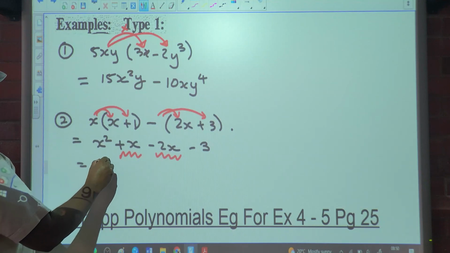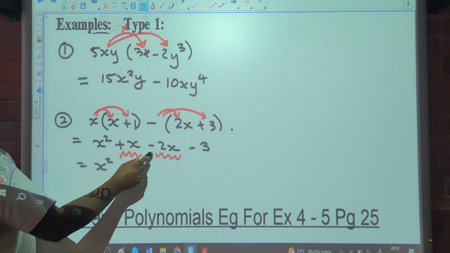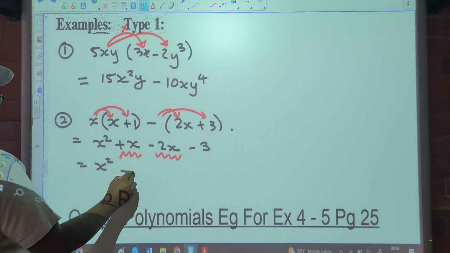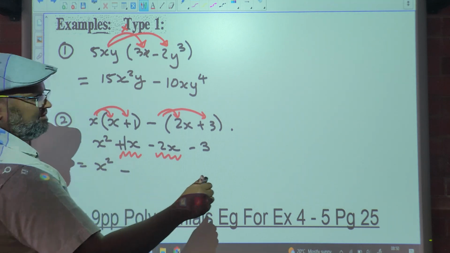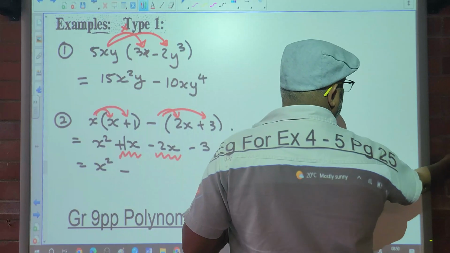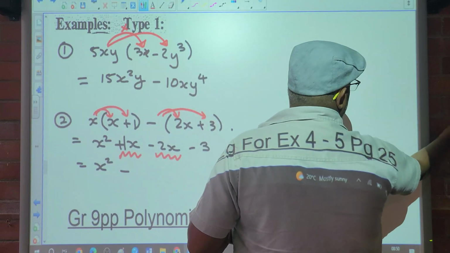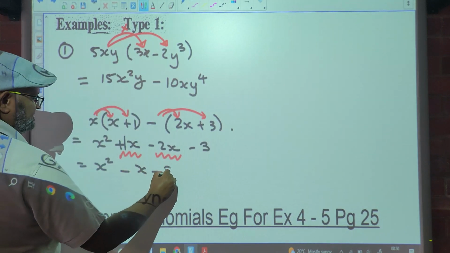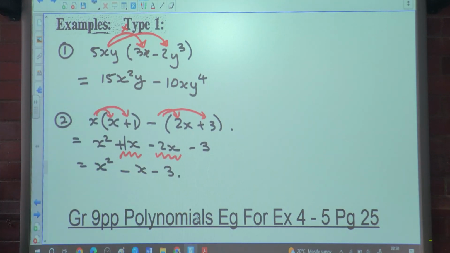Okay, so that will give us x squared. What is x minus 2x? There's a 1, remember, it's 1 minus 2, so negative 1x, minus 3. Okay. Any confusion?